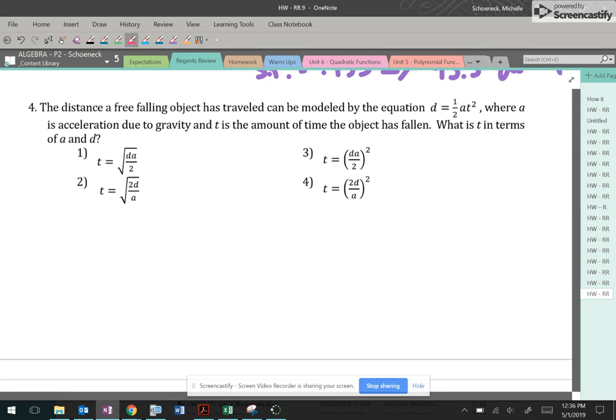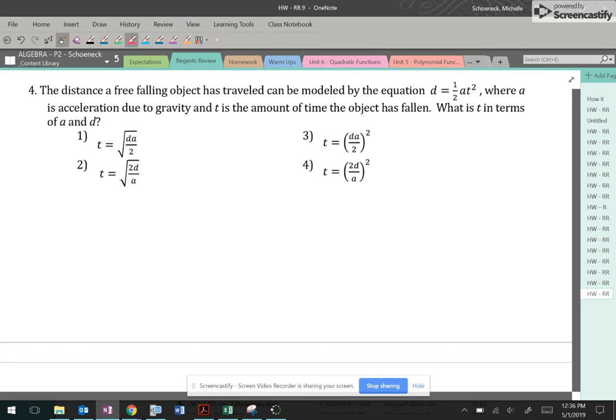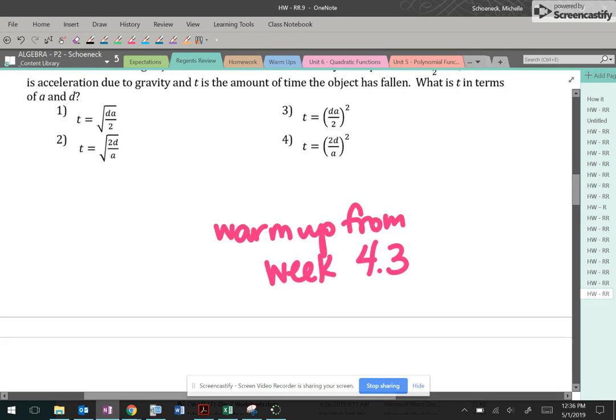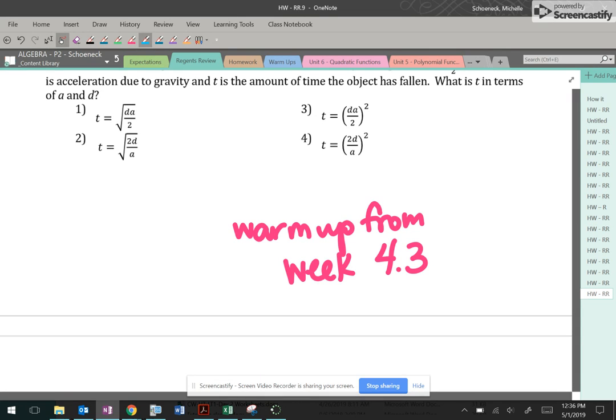Number 4, I'm going to have you look at our warm-up from week 4.3, or marking period 4, week 3. The correct answer is the square root of 2d over a.